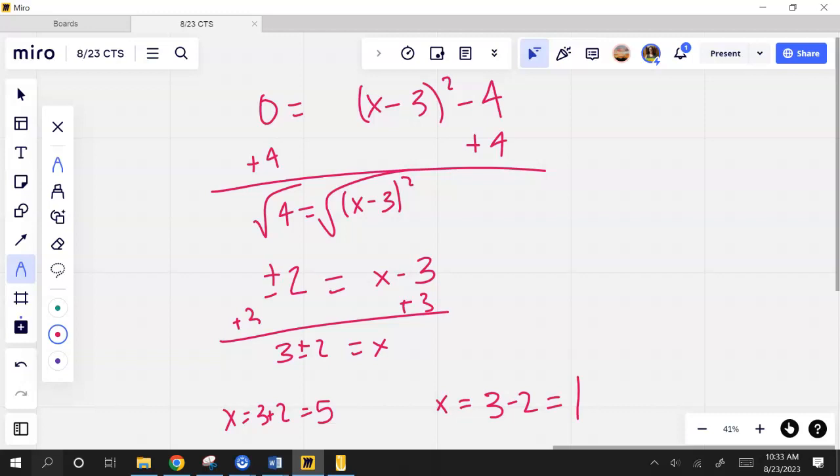You didn't take the square root of 4. You just did 4 plus 3.